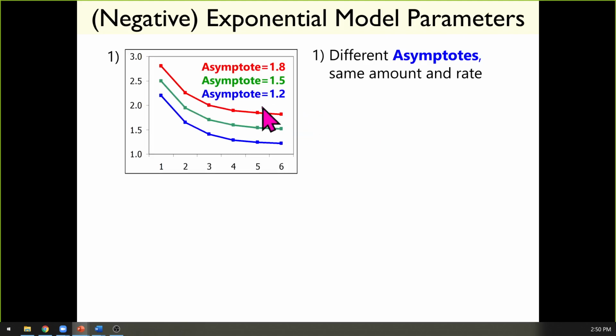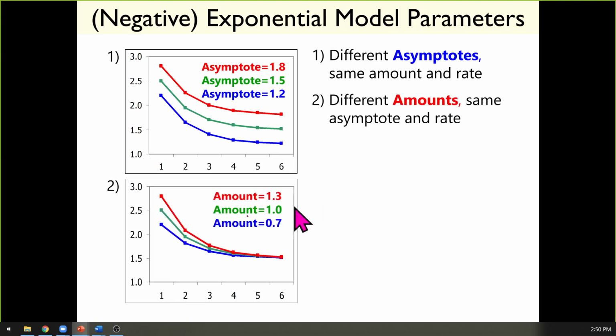Their optimal level of ending performance, basically at time equals infinity, is where the first person has the highest asymptote and the last person has the lowest. But otherwise, their curves have the same shape. They can also differ in amount. So amount is the total difference from where you start to where your asymptote ends up.